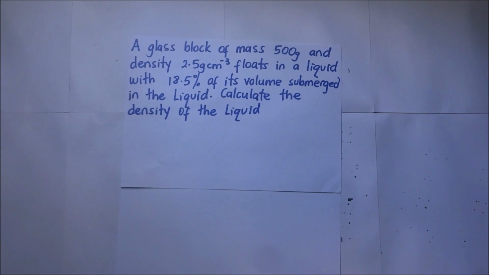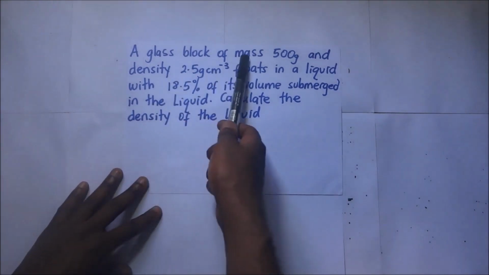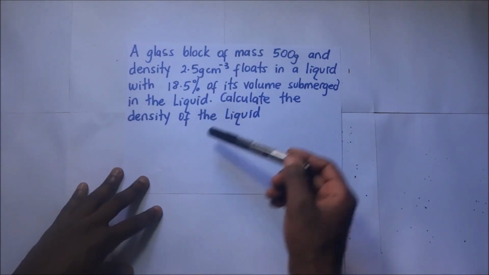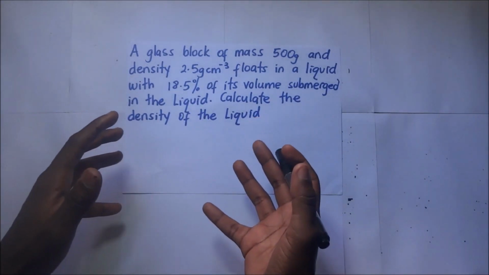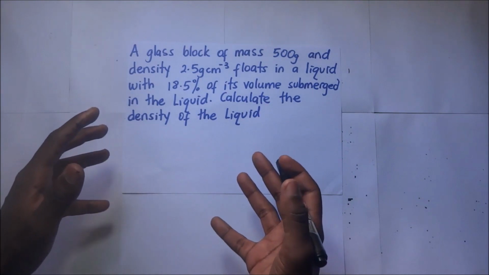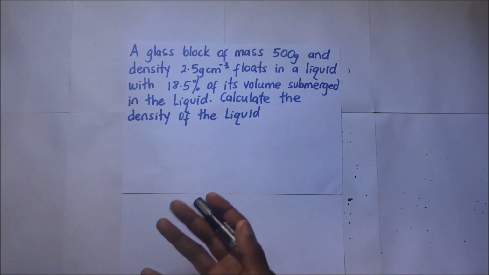A glass block of mass 500 grams and density 2.5 grams per centimeters cubed floats in a liquid with 18.5% of its volume submerged in the liquid. Calculate the density of the liquid. Again, we are going to use this principle of flotation to interpret this. We are looking at a glass block, and this glass block is submerged in a liquid. So what does that mean? It means that the weight of the block is equivalent to the weight of the liquid it displaces.